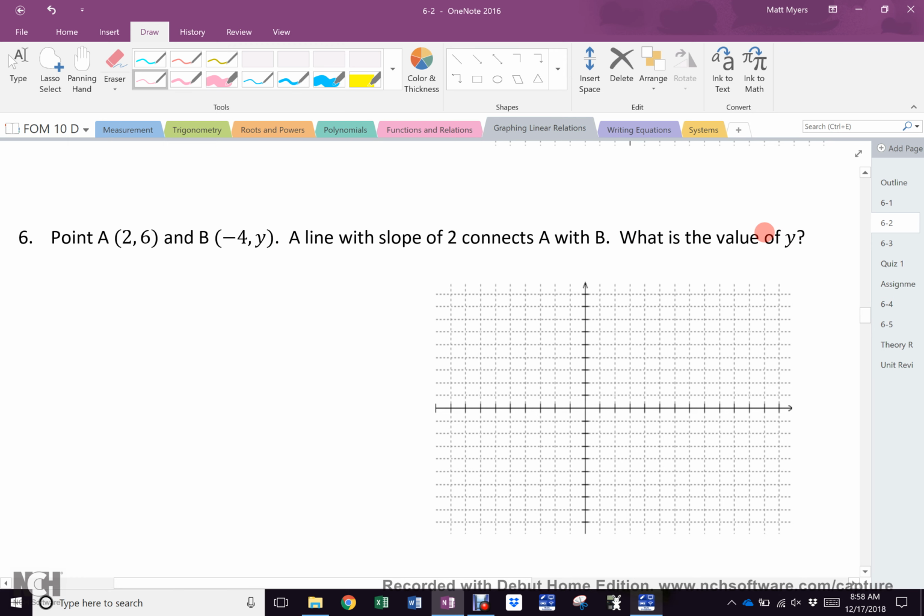This question can be completed in 2 ways. It can be completed graphically, and it can be completed algebraically. Which do you want to do first? Algebraic? Okay. Since I have 2 points and a slope, slope equals y2 minus y1 over x2 minus x1, correct?